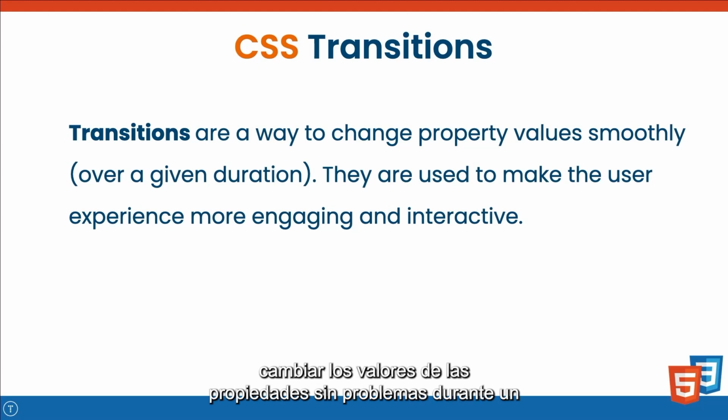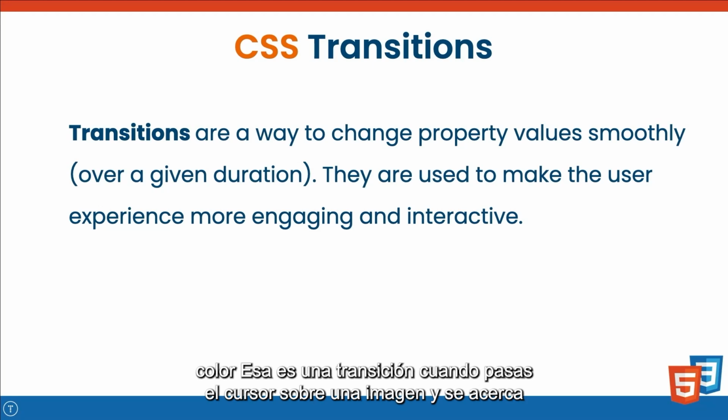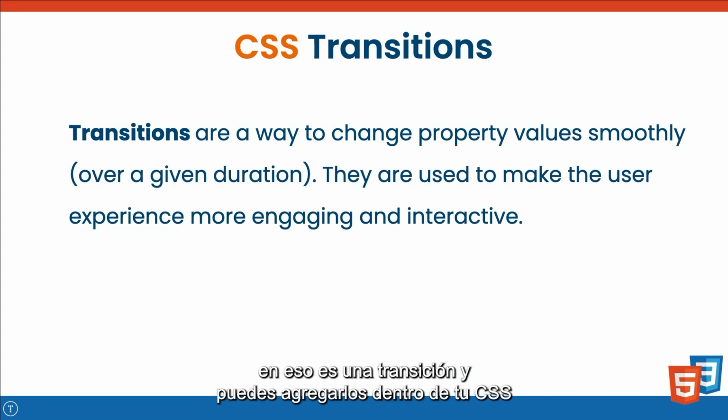All right, so we're going to start to talk about transitions. And transitions are a way to change property values smoothly over a given amount of time, and they're used to make the user experience more engaging and interactive. So when you hover over a button and it changes color, that's a transition. When you hover over an image and it zooms in, that's a transition, and you can add these within your CSS.